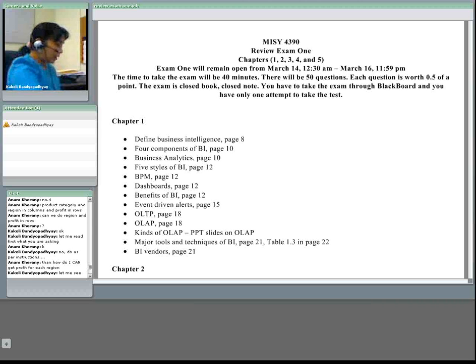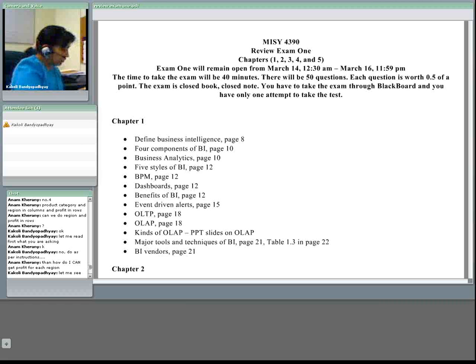And also the benefits of BI, page 12. You will look at some of the benefits and business values of BI. Benefits would be the ability to provide accurate information, a real-time view of the corporate performance, and so on and so forth. And also 5 styles of BI. Styles of BI, did we cover that?